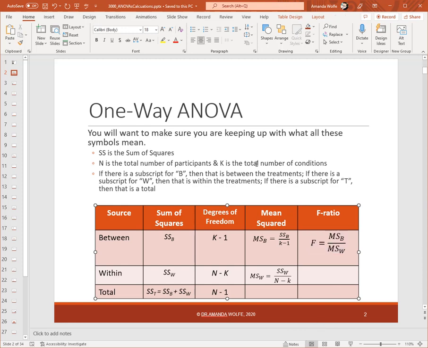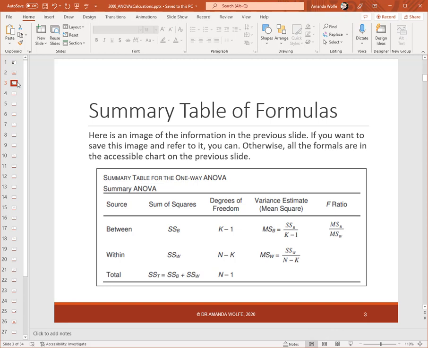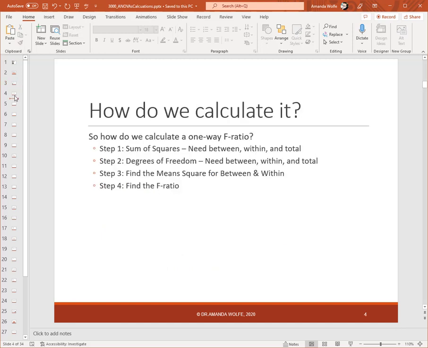So this is all presented for you in an accessible chart. The next slide actually has an image slide if you want to take it out of the PowerPoint and save it, whichever one's easiest for you to use. But those are going to be the formulas we're going to work with.